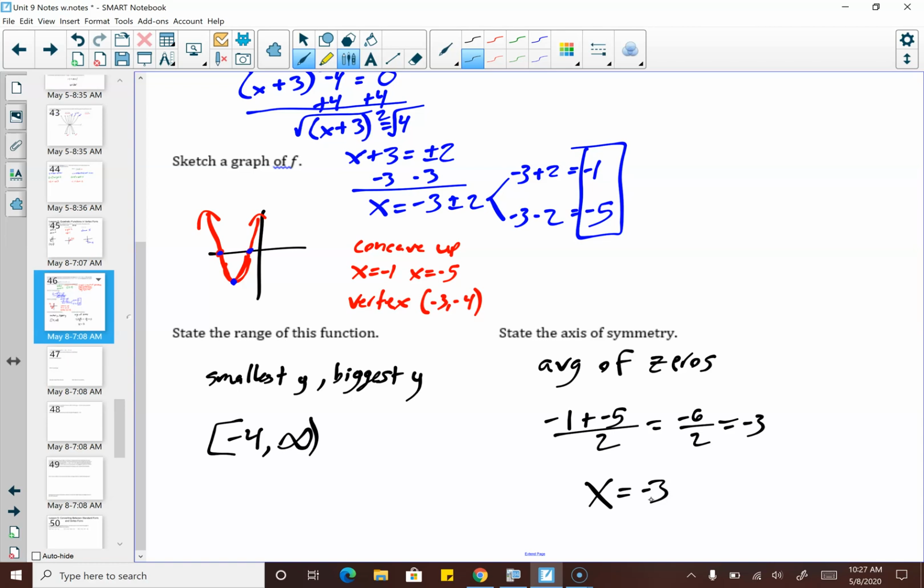Now, because we knew our vertex, we also could have just taken the x part of our vertex, which was also that negative 3. So 2 different ways to look at it. You could look at the average of the zeros, or you could look at the x part of the vertex if that information is available to you. So you can see how once we're in vertex form here, we can answer a lot of questions based upon just doing a little bit of solving.